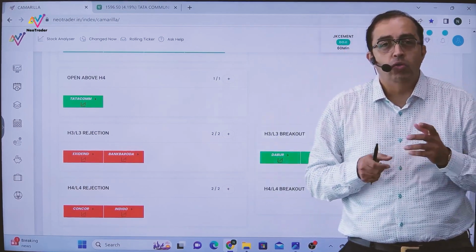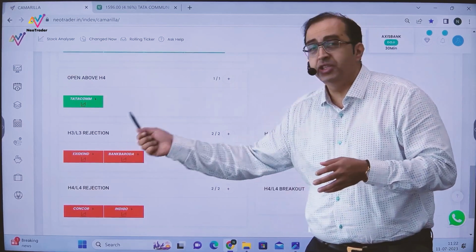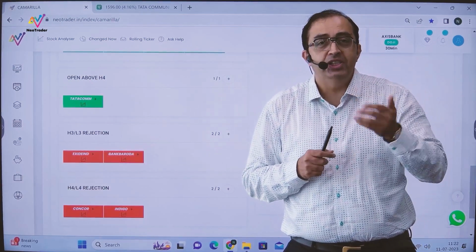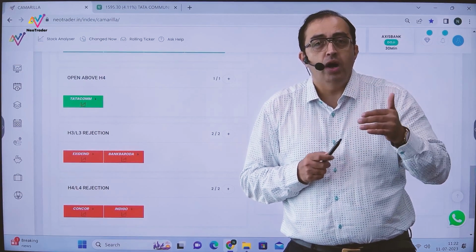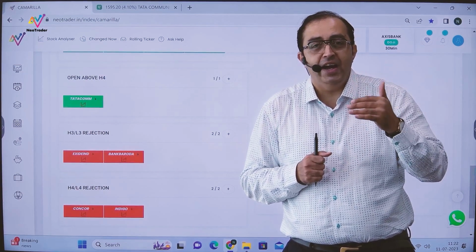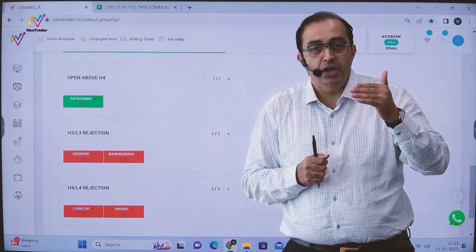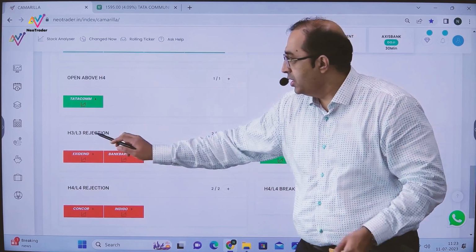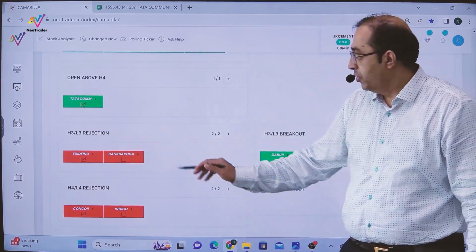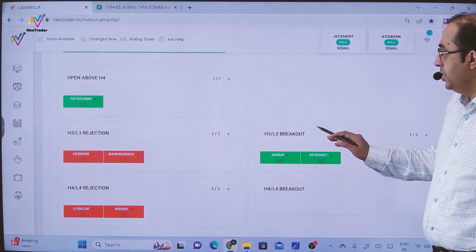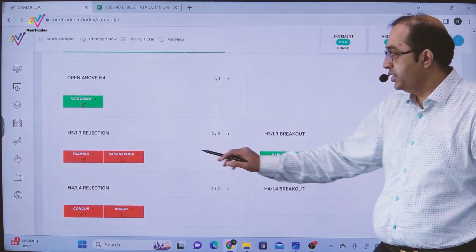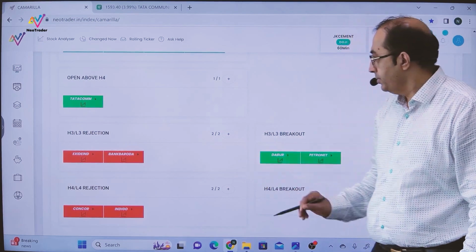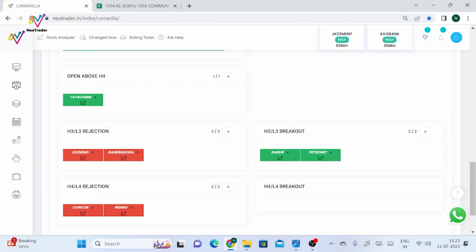So those who want to take rejection trades, and why are these rejection trades very popular? Rejection trades are popular because you are entering the trade right where there is a possibility of a reaction to the other side. If you see here, there is H3 L3 rejection, and this is an H4 L4 rejection. If it is a rejection, it means prices are going down. A breakout means prices are going up. So let's take one example from each, and let me give you a perspective of what this exactly means.